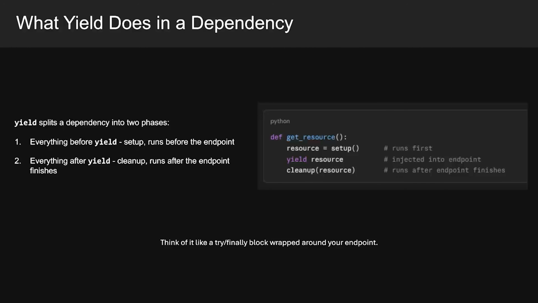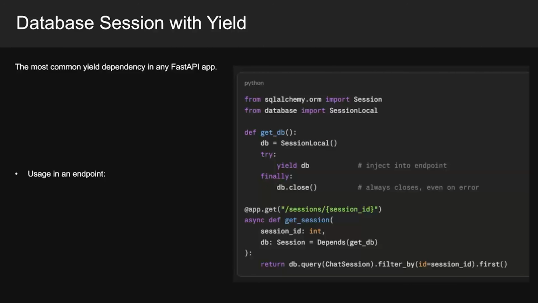The callout at the bottom says it perfectly. Think of it like a try and finally block wrapped around your endpoint. That's exactly what FastAPI does internally when it sees a yield dependency. So, here's the most common yield dependency you will write. get_db. It opens a SessionLocal connection, then yields the DB session into the endpoint inside a try block. The finally block closes the connection after the endpoint finishes. The inline comment says it always closes, even on error.